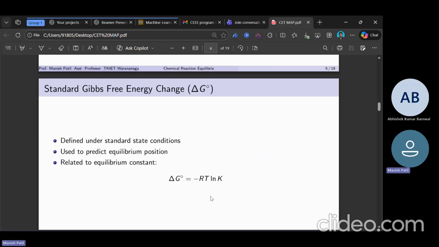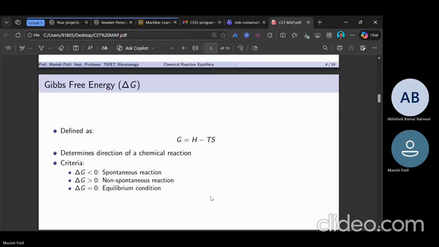So this is the Gibbs free energy. Gibbs free energy is an important thermodynamic property for a chemical reaction at constant temperature and pressure. By definition, G is calculated as G = H - TS. Here G is the Gibbs free energy, H is the enthalpy, T is the temperature, and S is the entropy, the degree of disorder. It determines the direction of the chemical reaction.